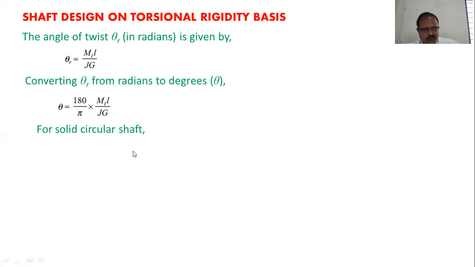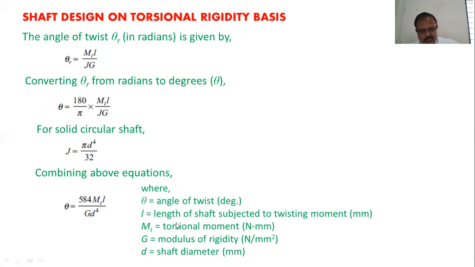If we have a solid circular shaft, then J is pi by 32 d raised to 4. Combining these two equations, we can get theta is equal to 584 Mt into L divided by G d raised to 4. So these are the standard notations which are used in this equation. Theta is the angle of twist in degrees. L is the length of shaft subjected to twisting moment, not the entire length of the shaft, only the length of the shaft which is subjected to twisting moment. Mt is a torsional moment or torque as it is popularly known. G is the modulus of rigidity or shear modulus, and d is the shaft diameter.